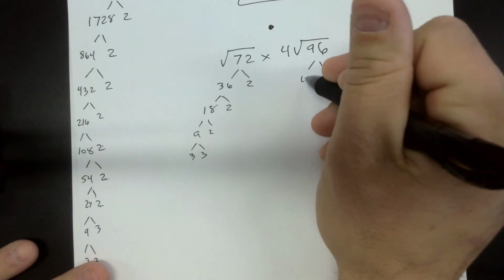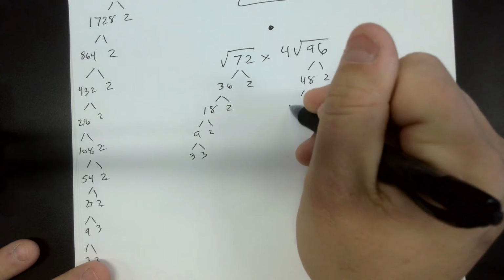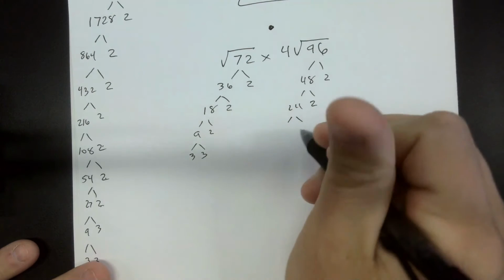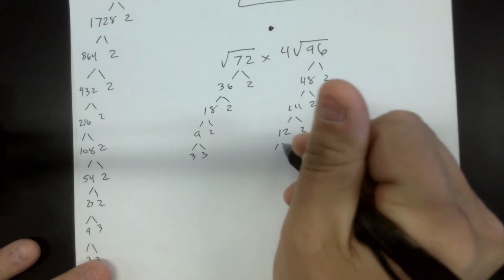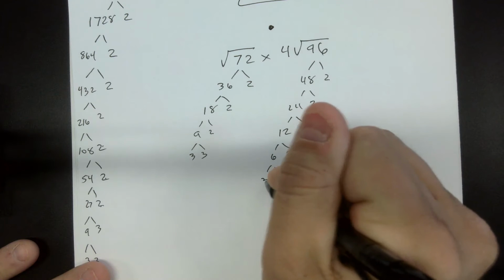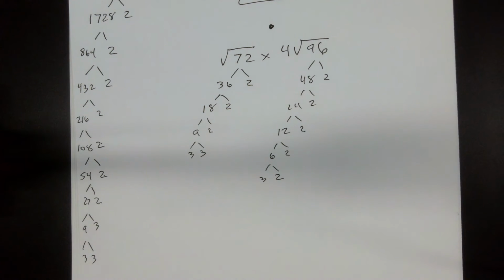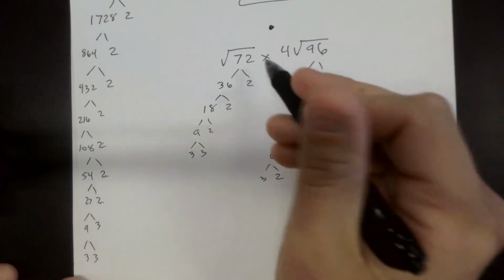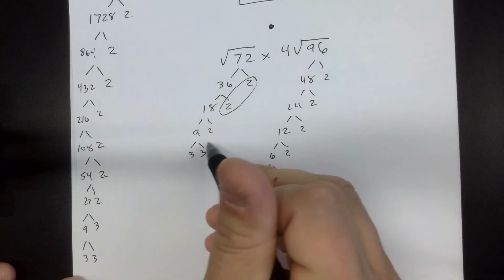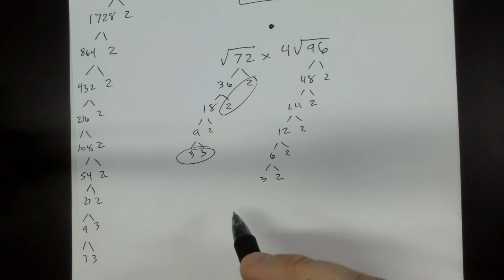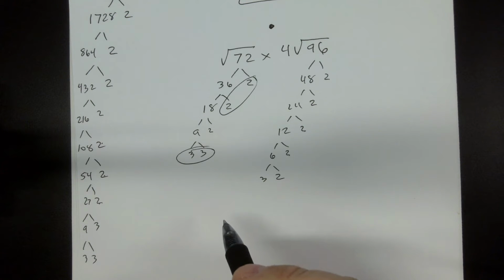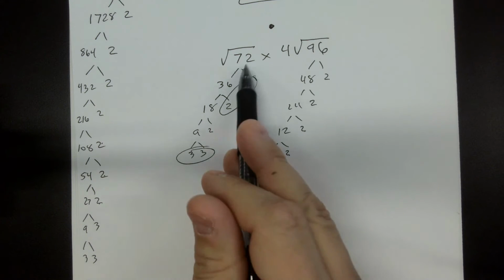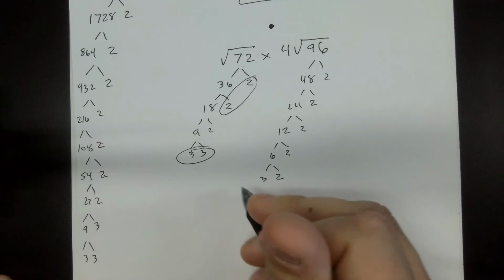Okay? So I'm going to factor the roots before I multiply. So in this one right here, I'm going to have a pair of 2s and a pair of 3s, right? Okay, so 72 is going to turn into 6 square root of 2.